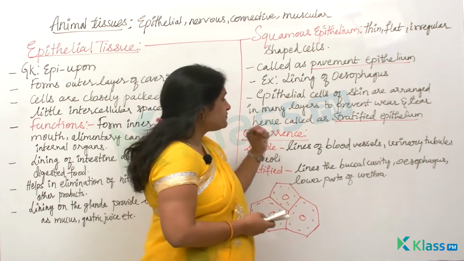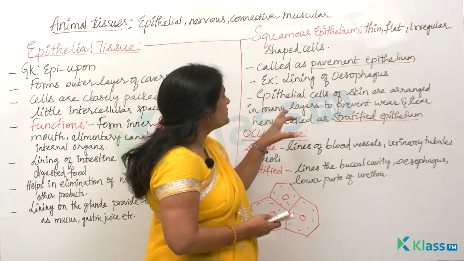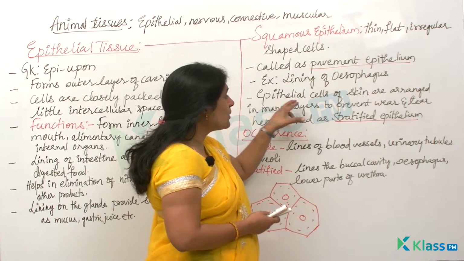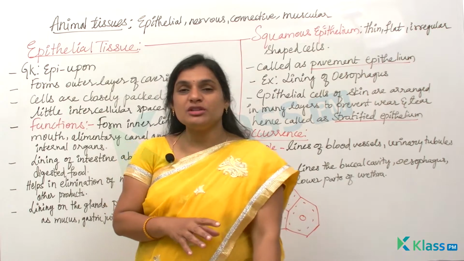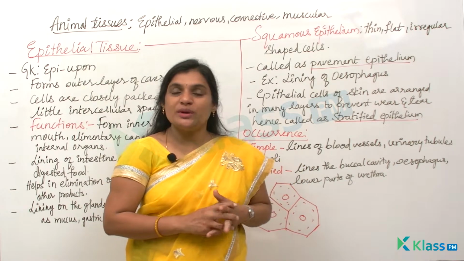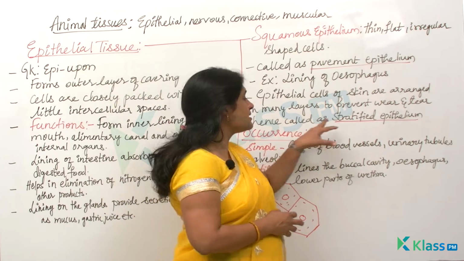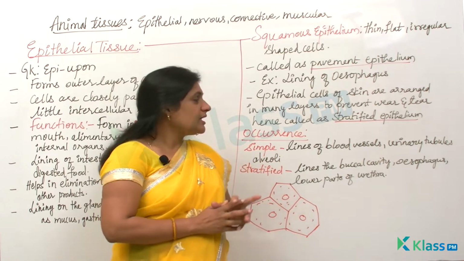And you see that the simple squamous epithelium has only one layer of cells, but there are a few epithelial cells of the skin of animals which are arranged over many layers so that they can prevent the wear and tear of the body. Such epithelial cells are called stratified epithelium. What is it called? Stratified epithelium.